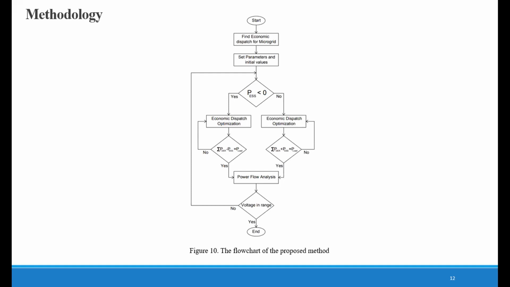After finding the optimum value of economic dispatch, the voltage level will be calculated using power flow analysis. If it is in the permitted voltage range, the calculations will be ended. Otherwise, the algorithm will run again. And the flow chart of the discussed program is shown in this figure.